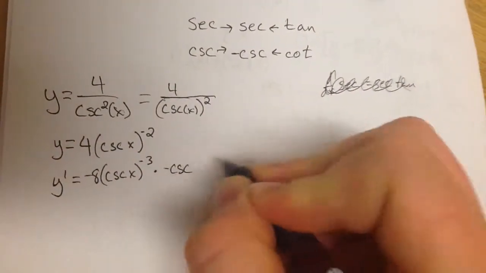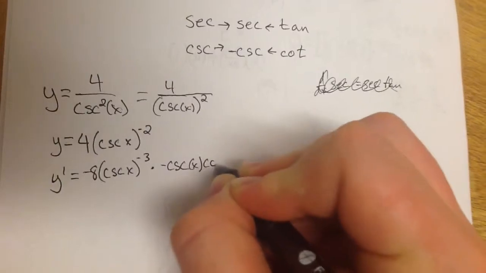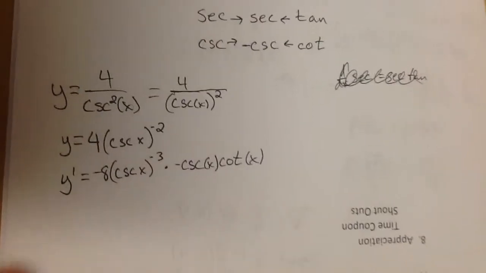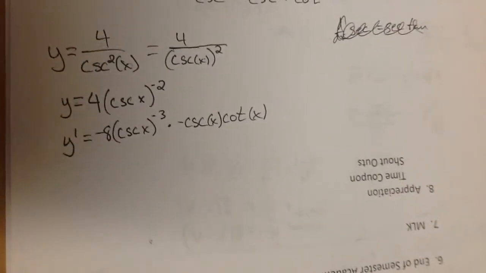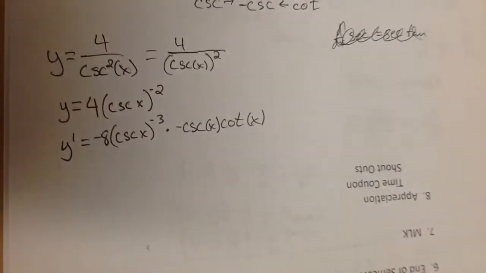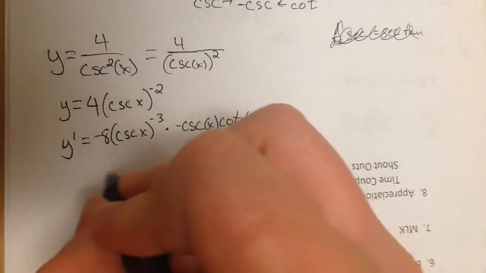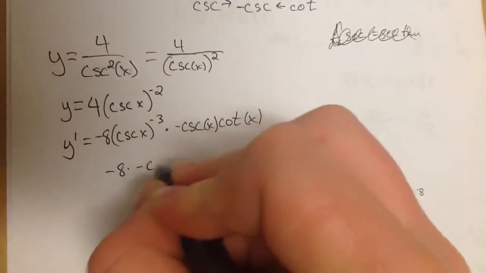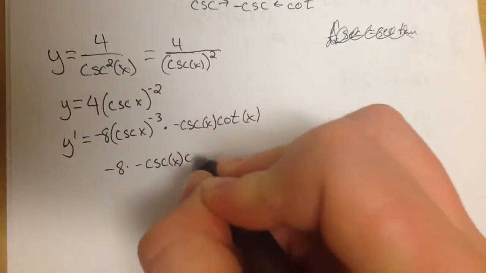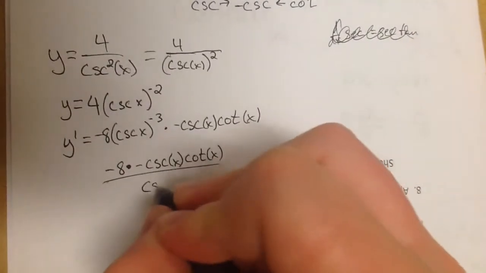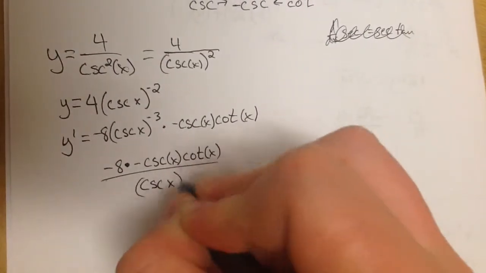Derivative of cosecant, we'll use my thing up here. It's negative cosecant times cotangent. So negative cosecant of x times cotangent. Obviously, I didn't put the x's on there. So there's that. So your final, we can do some stuff with this. We've got a negative power with this guy, so let's move him down. So on top we have negative 8, and then negative cosecant of x times the cotangent of x. This is multiplication over cosecant of x to the third.